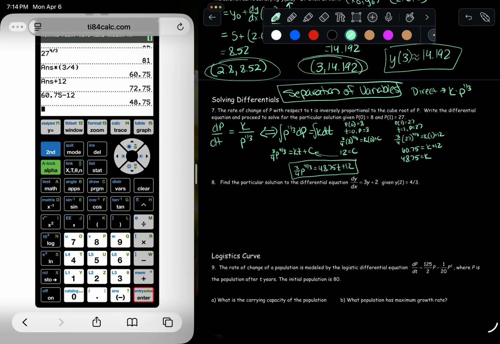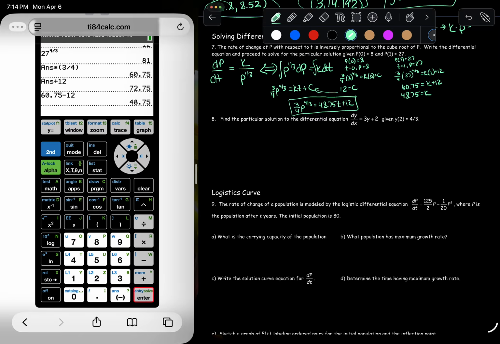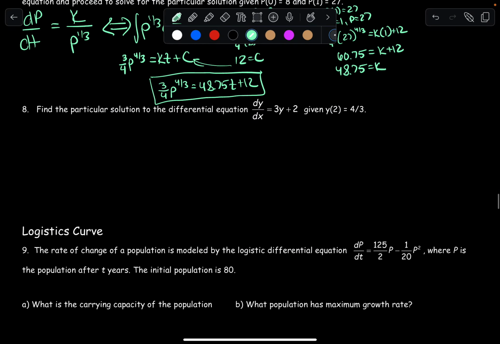All right, and our last problem is number 8. So it says find, we do not need the calculator for this one. Okay, so it says find the particular solution to the differential equation dy dx is equal to 3y plus 2 given y of 2 is equal to 4/3. Okay, so we have our differential equation, and we are using separation of variables again, okay?